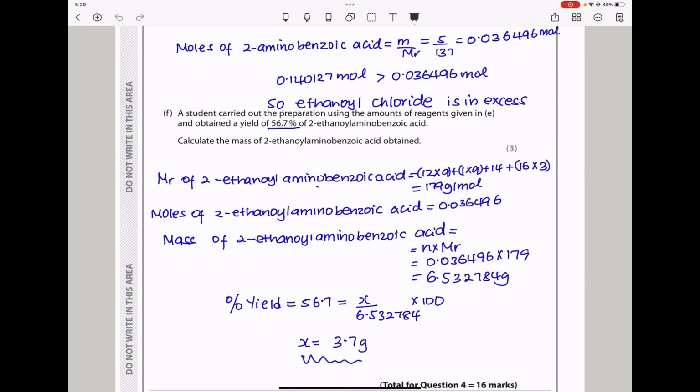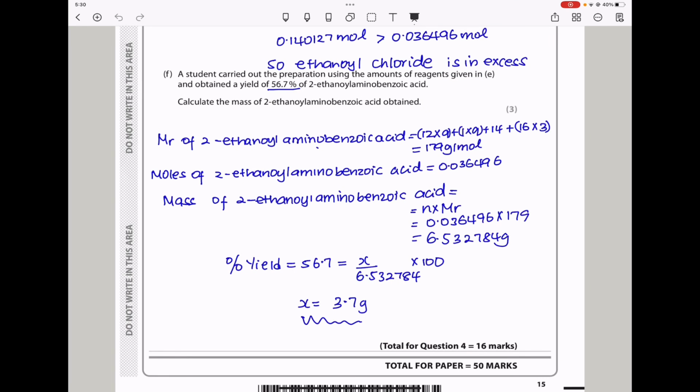In part F, a student carried out the preparation using the amount of reagents given in E and obtained a yield of 56.7% of ethanoylaminobenzoic acid. Calculate the mass of 2-ethanoylaminobenzoic acid obtained. So the molar mass of 2-ethanoylaminobenzoic acid, I calculated it using the information above and I got 179 grams per mole. Also, the moles of 2-ethanoylaminobenzoic acid are going to be that from above. So the mass is going to be number of moles times molar mass, which is that times that, giving us 6.532784 grams.